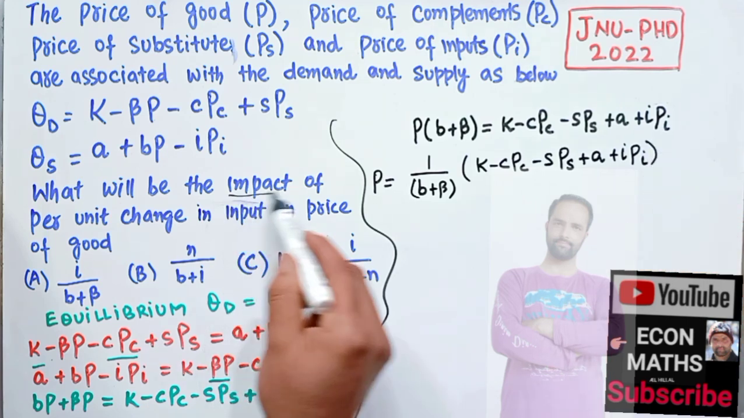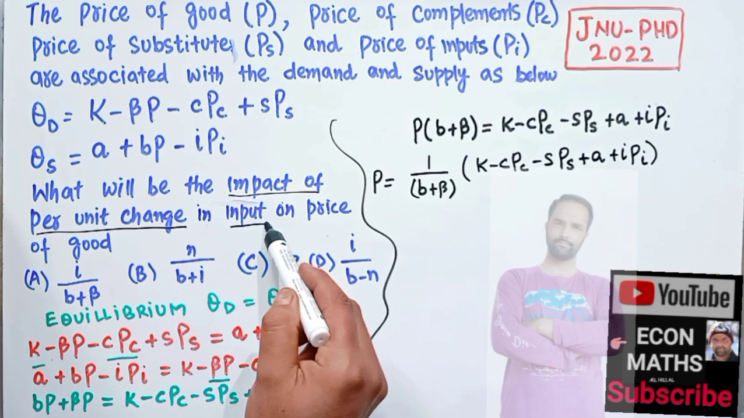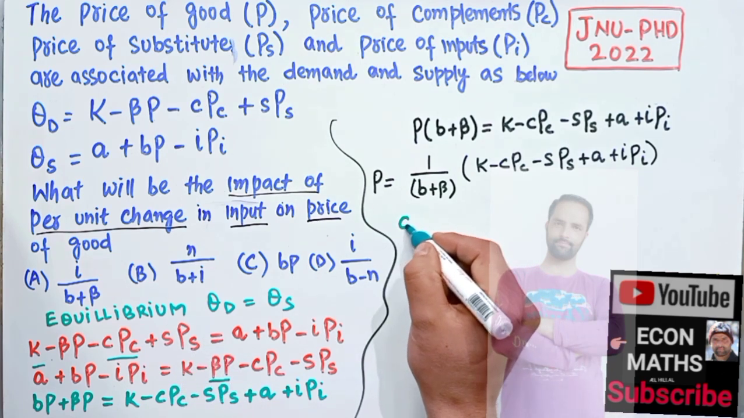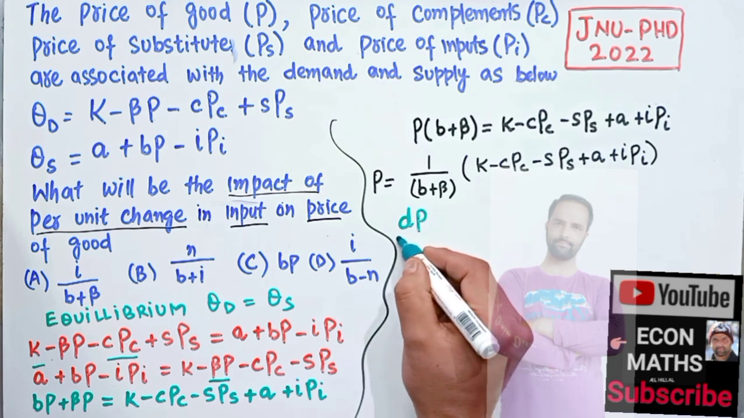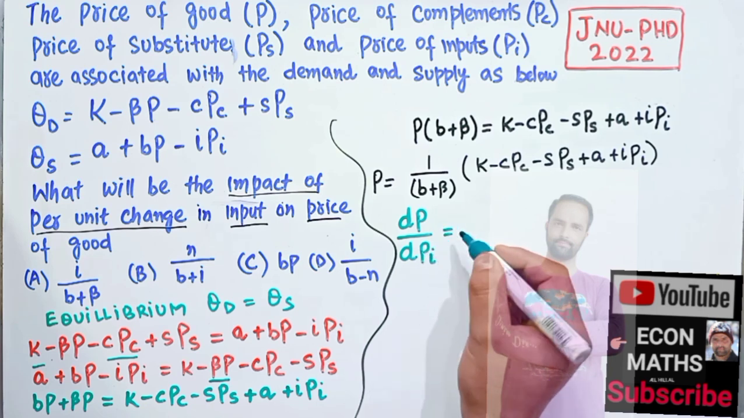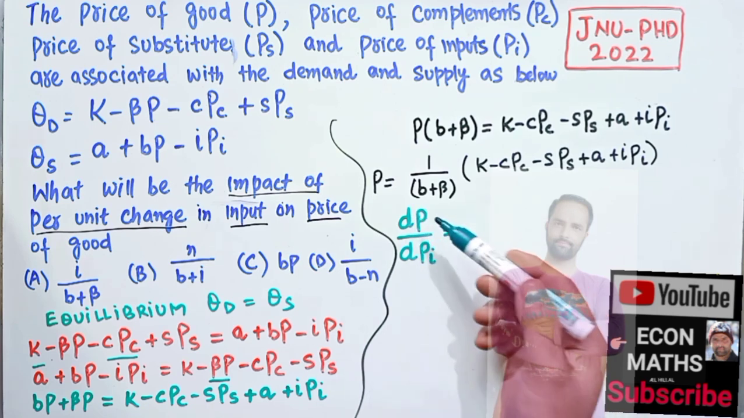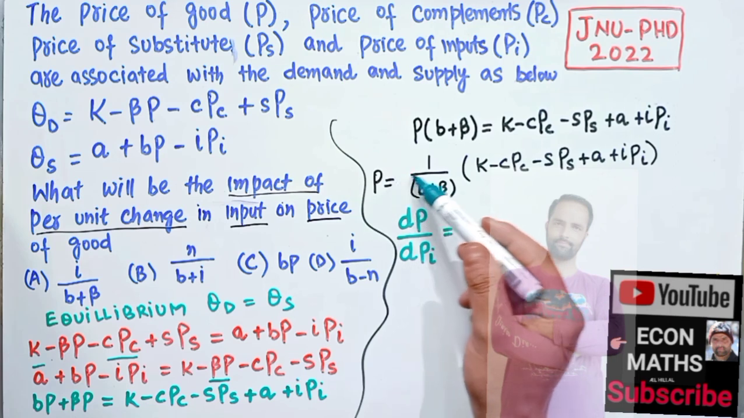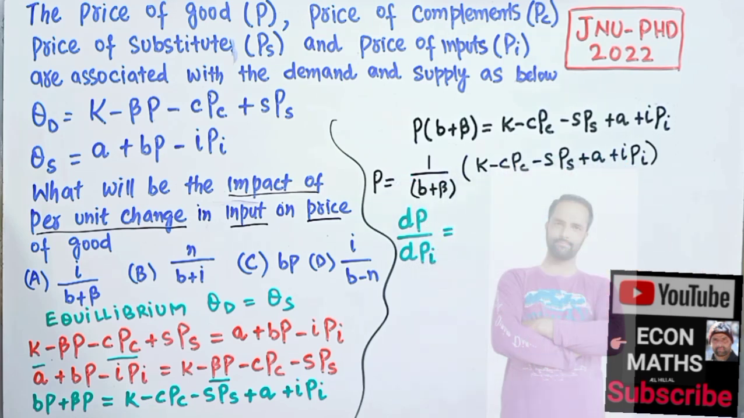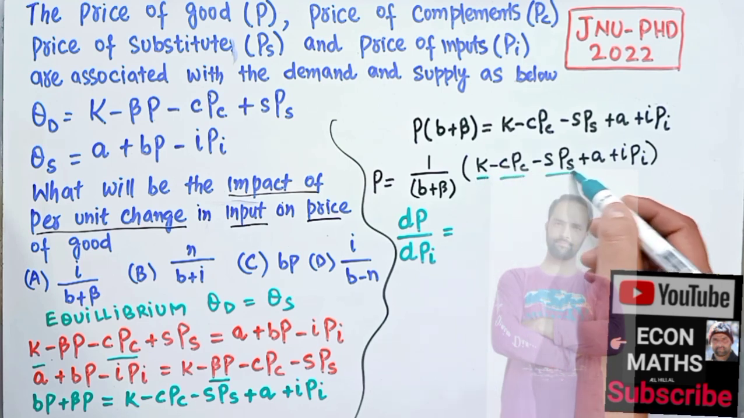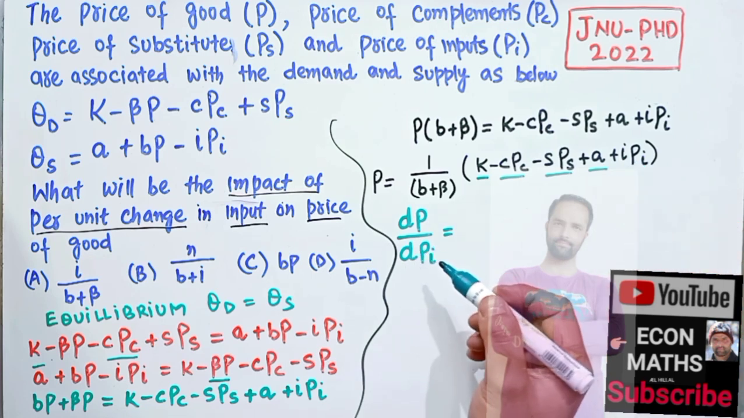Now the question tells us to find the impact of per unit change in input price on the price of good. Okay, so by this what we mean, we want to find out the change in price of the good when input price changes. That means we need to find out this very derivative, that is dP upon dPI, change in the price of good with respect to change in the input price. Okay, so we have to take the derivative of this function with respect to PI. Okay, here you can see no PI is involved, its derivative is 0, because we are taking the partial derivative.